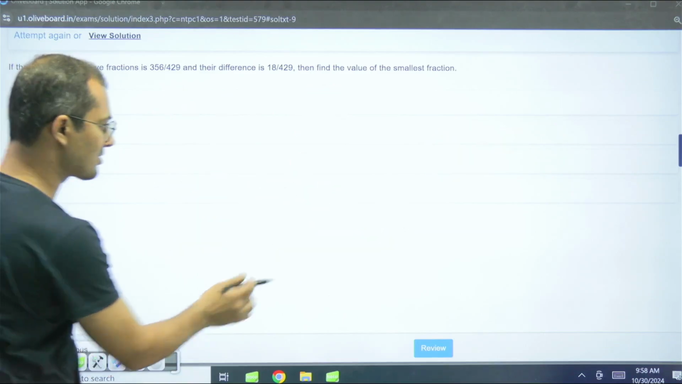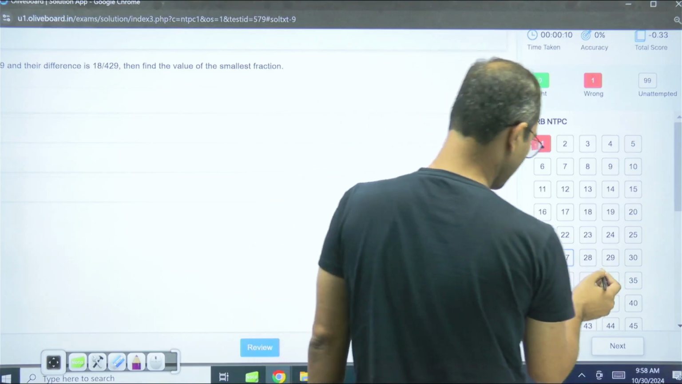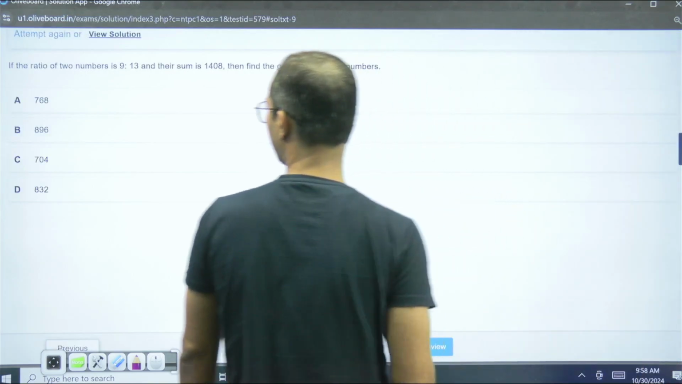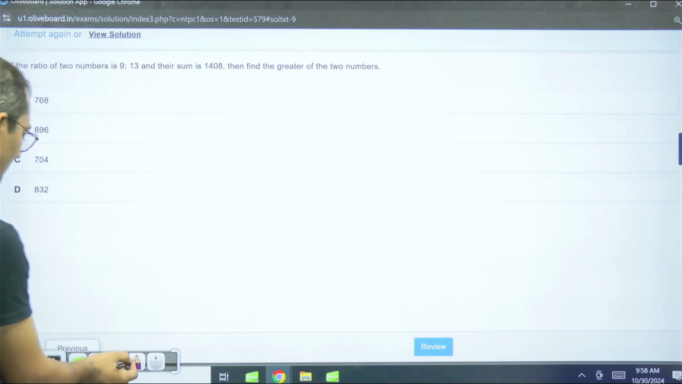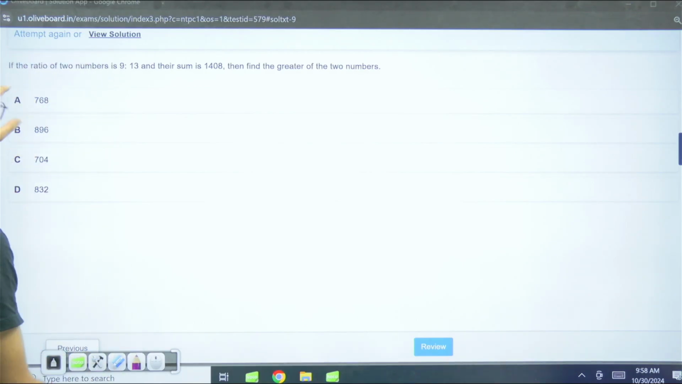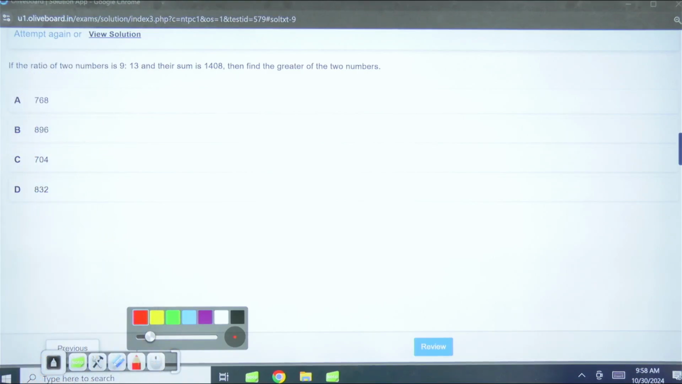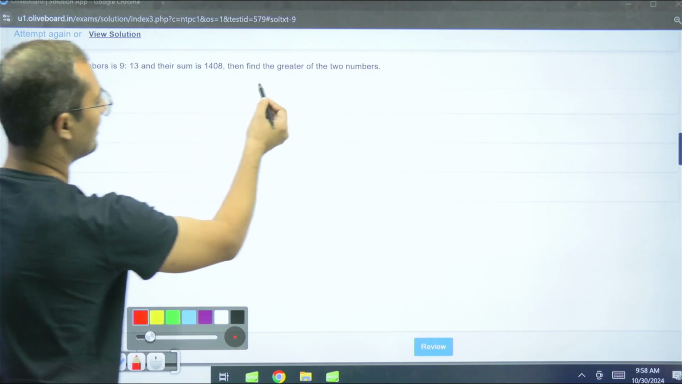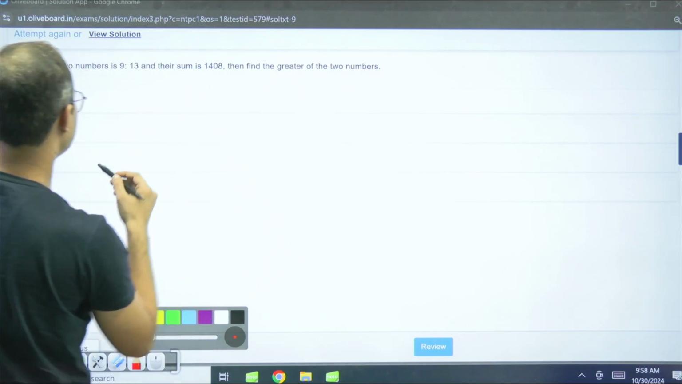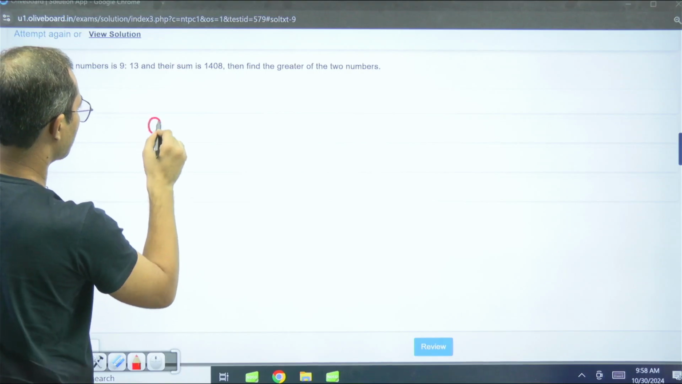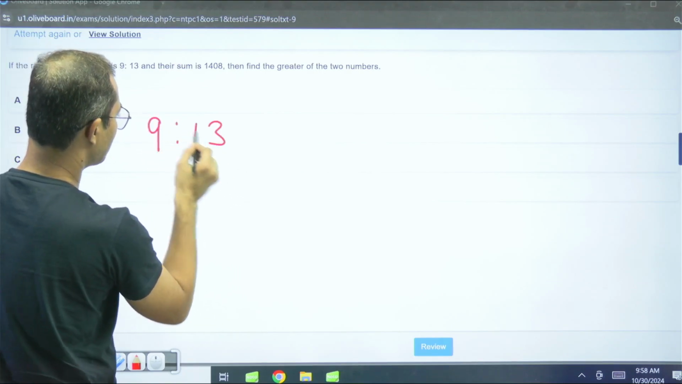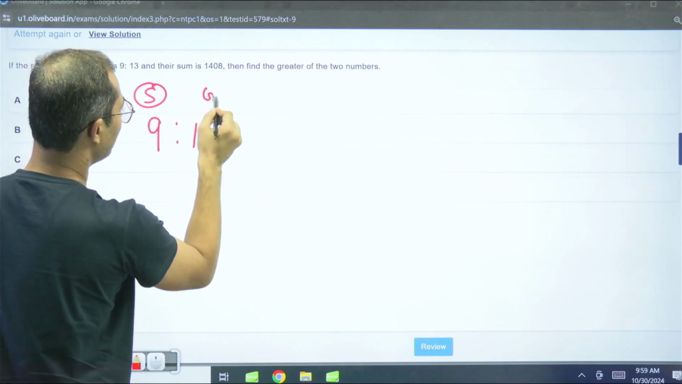So moving to next question. Tell me what is the answer for this question. See, the question is saying if the ratio of two numbers is 9:13 and their sum is equal to 1408, then find the greater of the two numbers. See, the two numbers are in the ratio 9:13. So this is the smallest number and this is the greatest number.